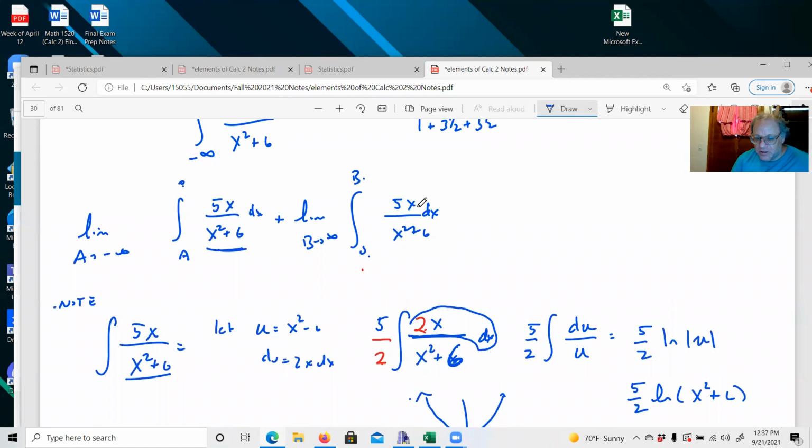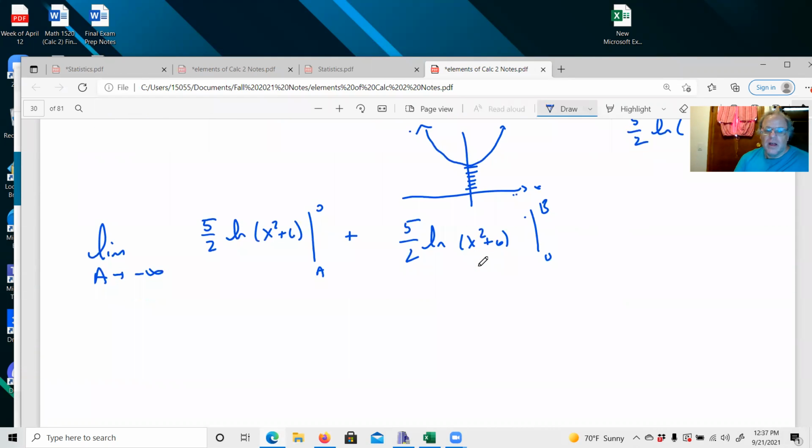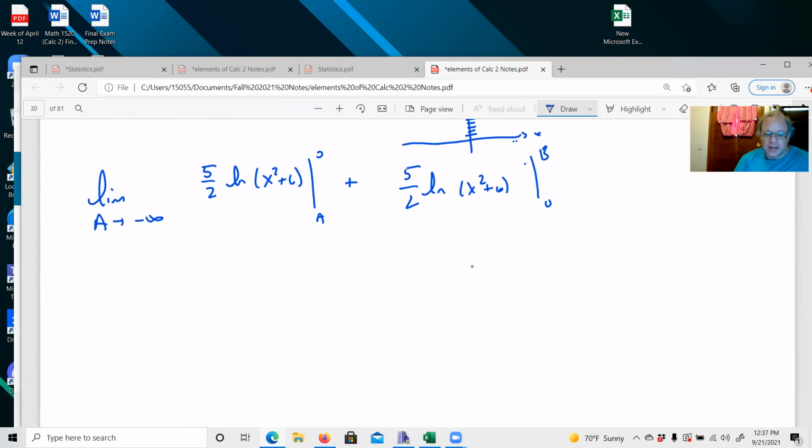Once we knew what the integral was, we could plug in 5 over 2 natural log of x squared plus 6 and then apply our limits. Okay, that's all we're doing. So what do we have? Well, if I plug in 0, we're going to have 5 halves natural log of 6, minus, and what do we have here? We have 5 halves natural log of a squared plus 6. Okay, this is the limit as a goes to negative infinity.